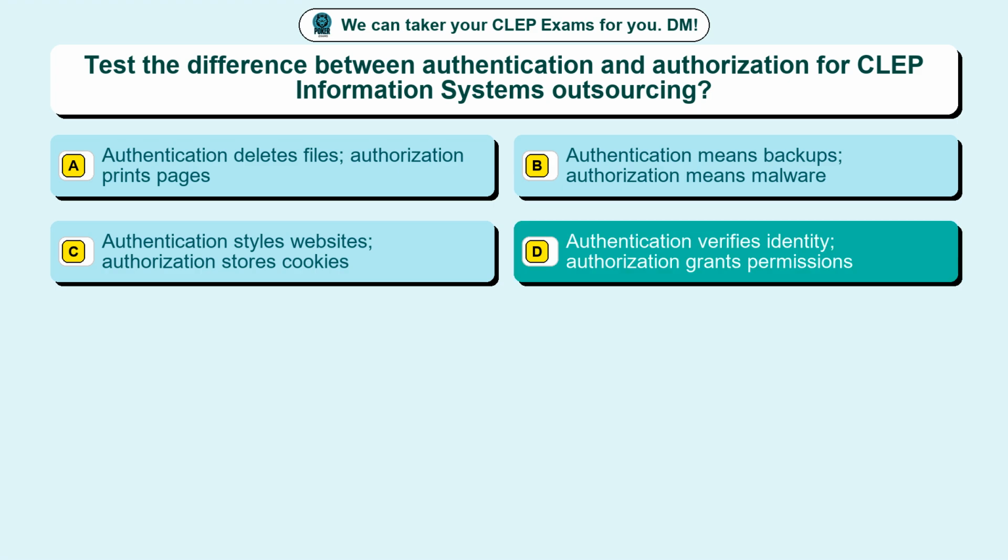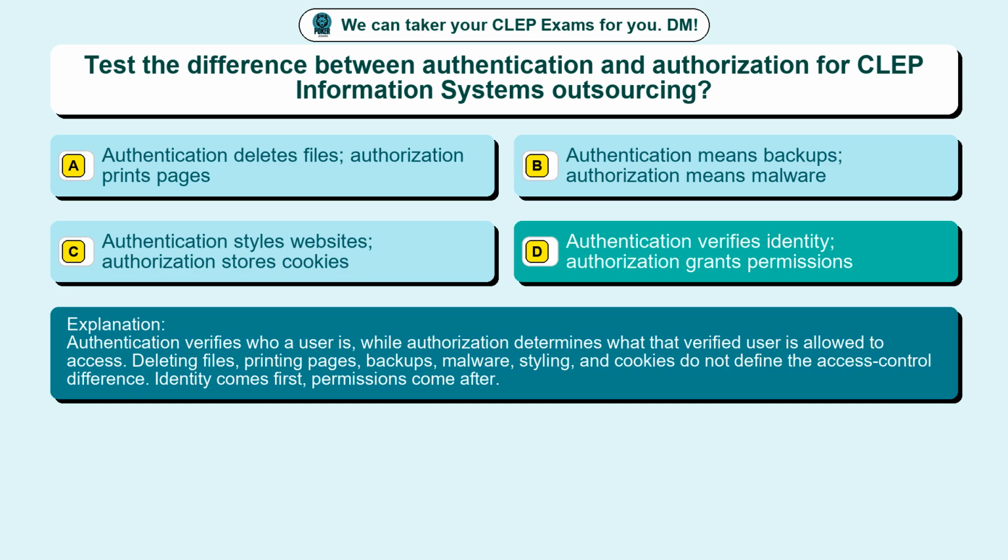The correct answer is option D. Authentication verifies identity, authorization grants permissions. Authentication verifies who a user is, while authorization determines what that verified user is allowed to access. Deleting files, printing pages, backups, malware, styling, and cookies do not define the access control difference. Identity comes first, permissions come after.